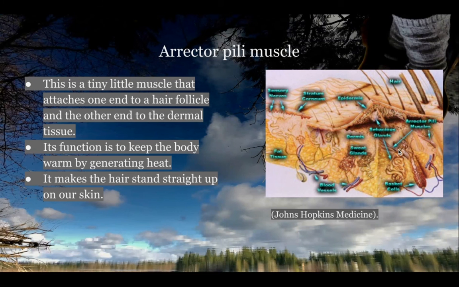This erector pili muscle acts as a temperature regulator. So when we're feeling cold, this muscle will contract and produce heat to warm us. Since it's attached to the hair follicle, it'll actually make the hair stand straight up when it contracts. So that's when you hear someone say, "Oh, I was so scared, the hair on the back of my neck stood up." Or when you think of a dog that's really aggressive and barking or protecting something, you'll see the hair on the back of their neck stick up, which is pretty cool.